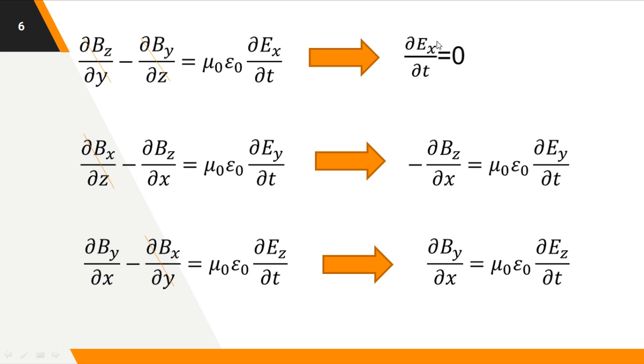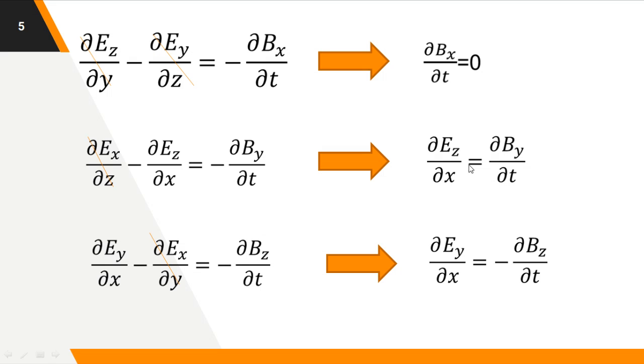What is this? The x component of the electric field along the direction of the propagation with respect to time is constant. Okay. Then the first term is 0 here, and here the second term is 0. What is left? ∂Bz/∂x equals ∂Ey/∂t, and compare with the previous. It is just reverse: ∂Ez/∂x equals minus ∂By/∂t.